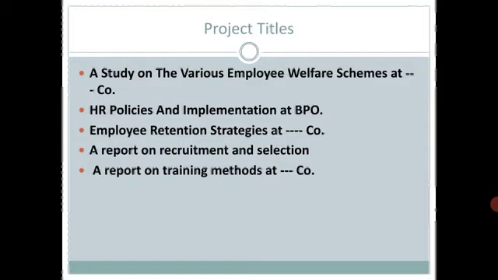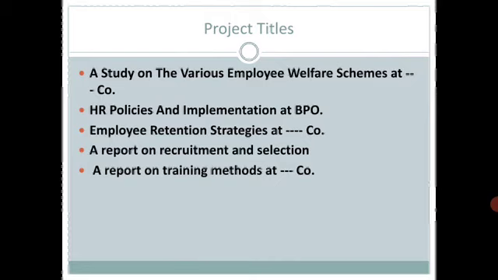Then introduce the title. Introduce the title means what? The title whichever you have selected. Here you are supposed to elaborate the title of your study.